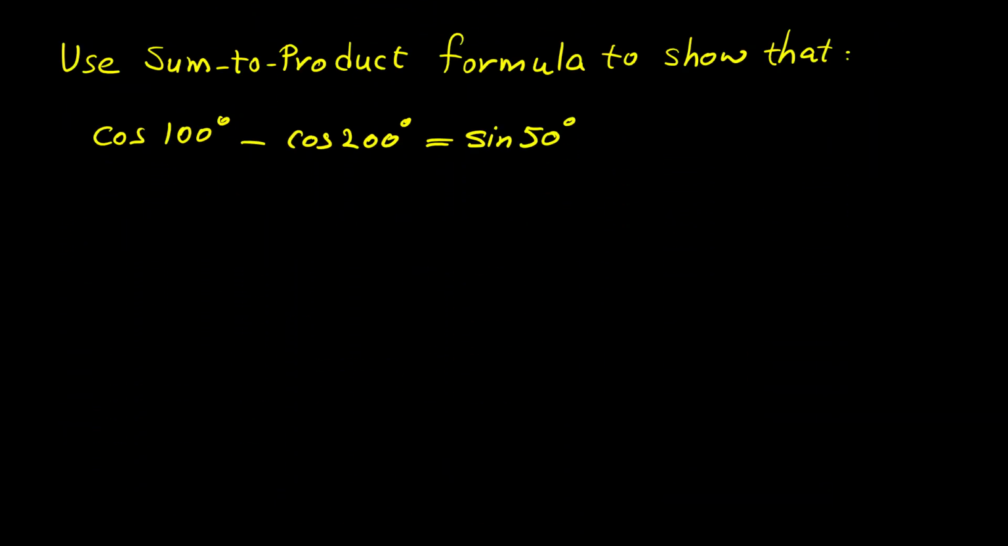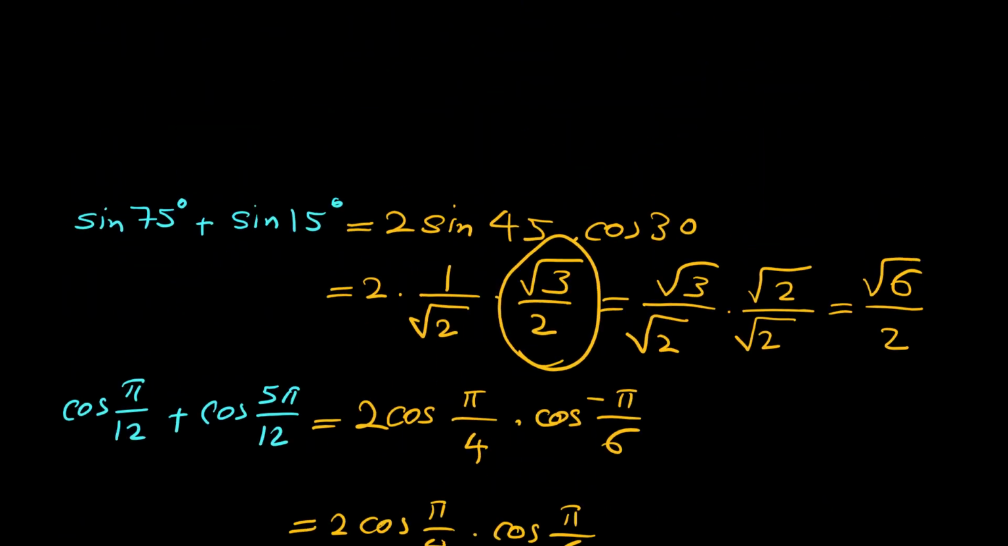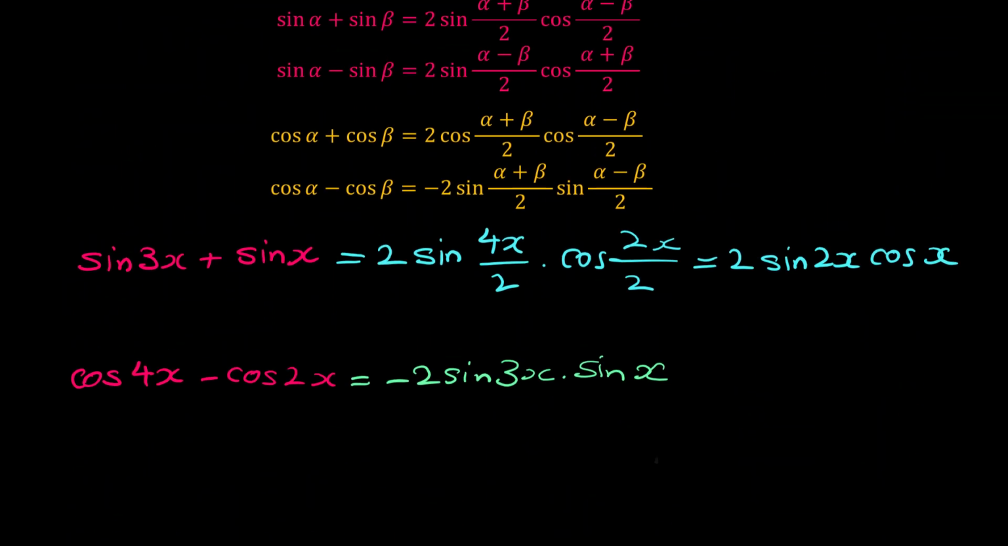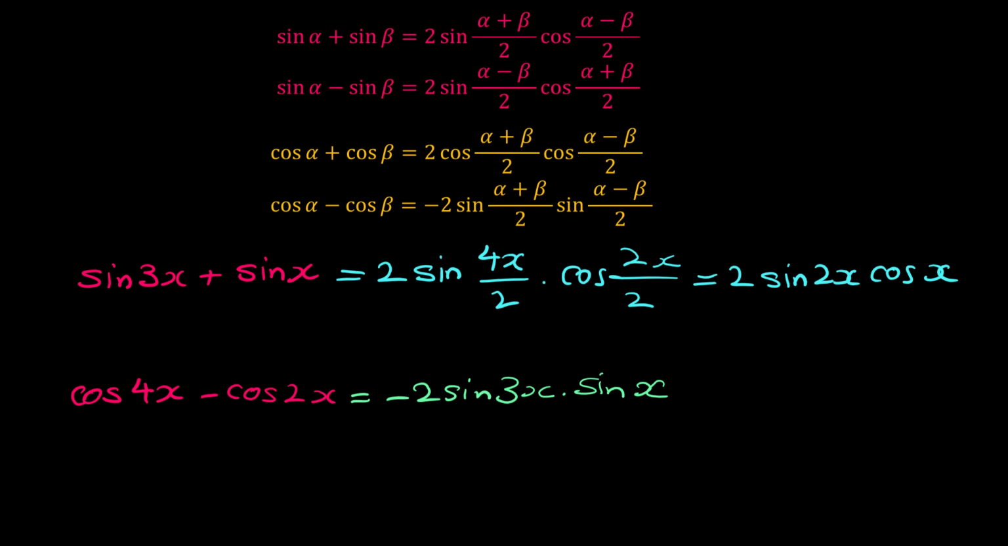Use the sum to product formula to show that cosine of 100 minus cosine of 200 is sine of 50 degrees. So we have cosine of alpha minus cosine of beta. So we need to use the difference to product formula, not really the sum, because it is a minus, but we say sum to product formula for these types of formulas. So here we use this formula.